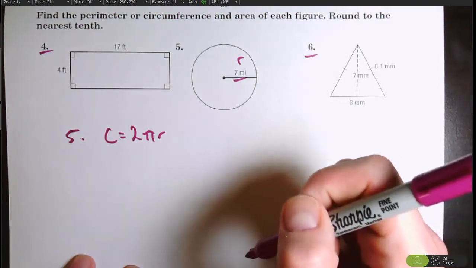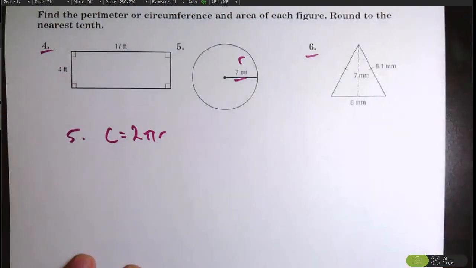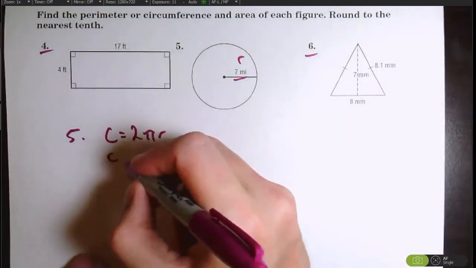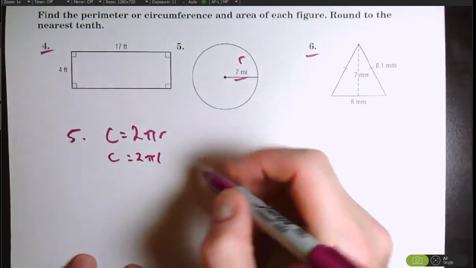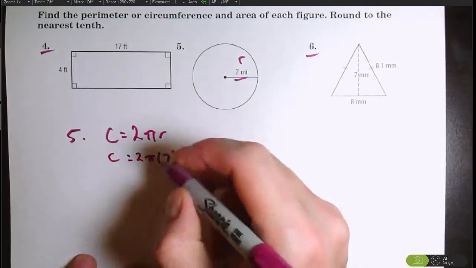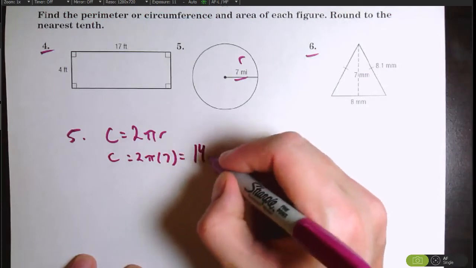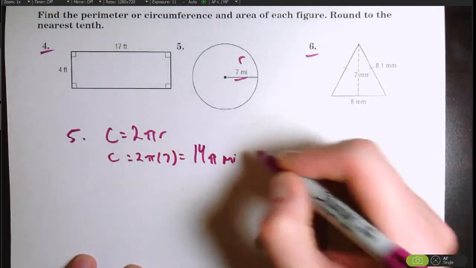So here's what I expect to see on your homework. Okay, C equals 2 pi r. You got to write the formula. Plug the number in. And then for circles, leave it as 14 pi, and that's miles.